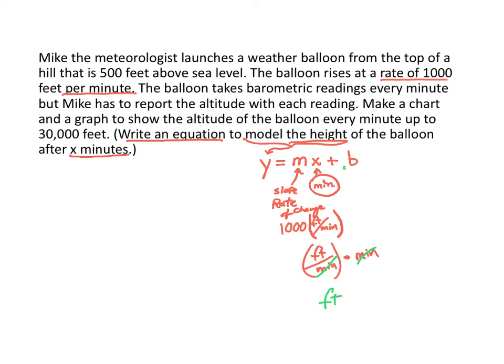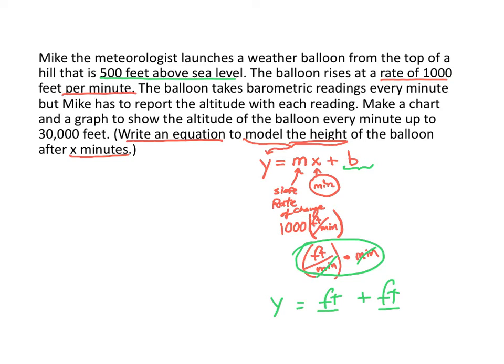Now the b is the beginning, the y-intercept. Where does it begin on this one? He launches a weather balloon from the top of a hill that's 500 feet above sea level. So the beginning height is in feet. So if this all works out to be feet, that's the mx, then we can add that to feet, and see, now those are like terms. I can add feet to feet: feet from the rate times the minutes and feet from the y-intercept. And that will be the height in feet, which is what we want.